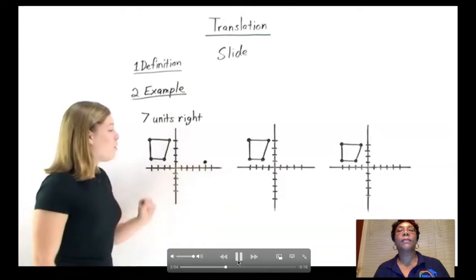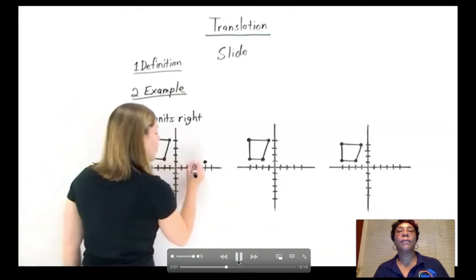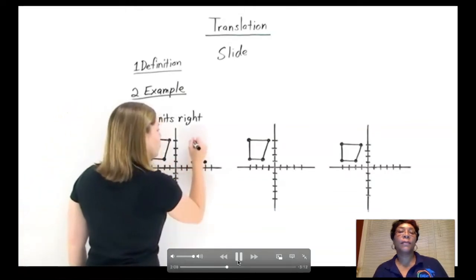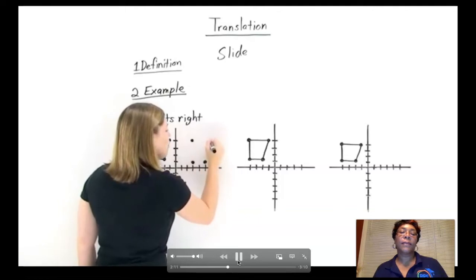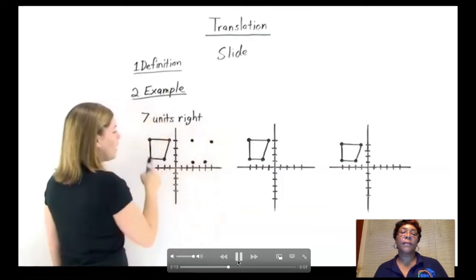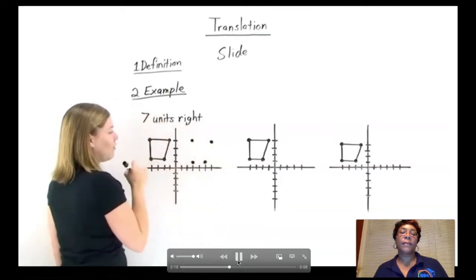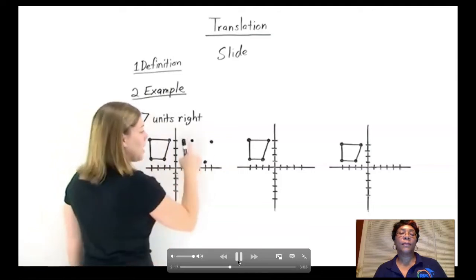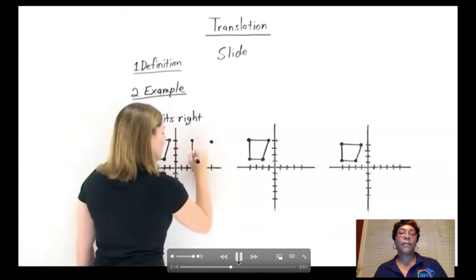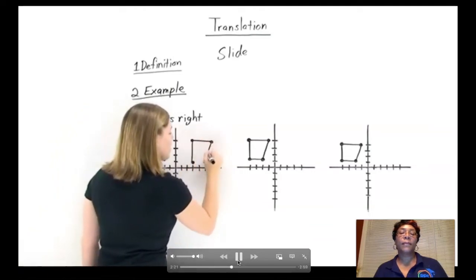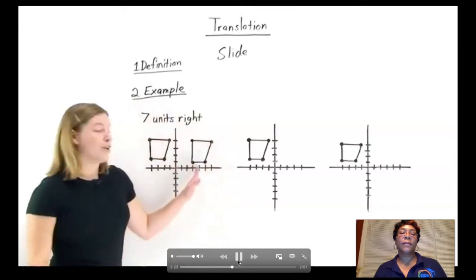Now to get the other points, all we need to do is pick other points on our figure and translate those 7 units to the right. So say we take these 4 vertexes of our figure. If we slide them to the right, we get these points here. We can then connect the dots and we get our new figure.